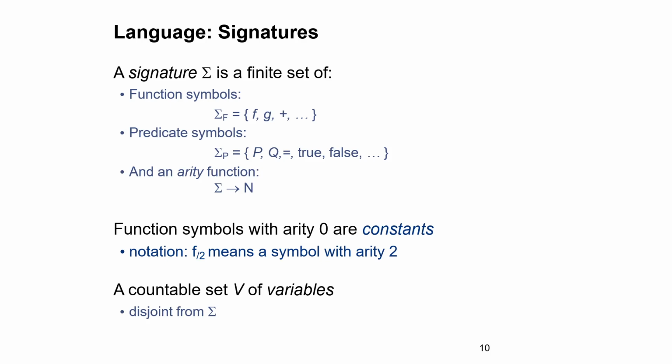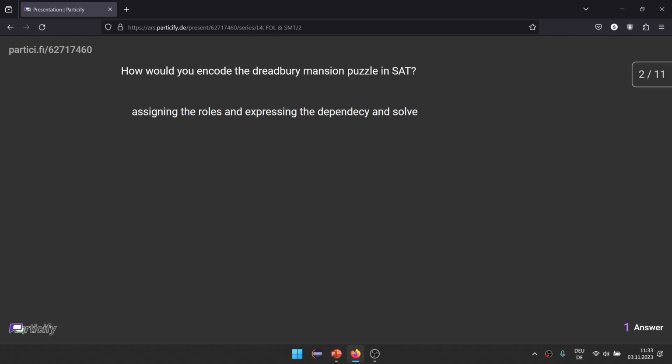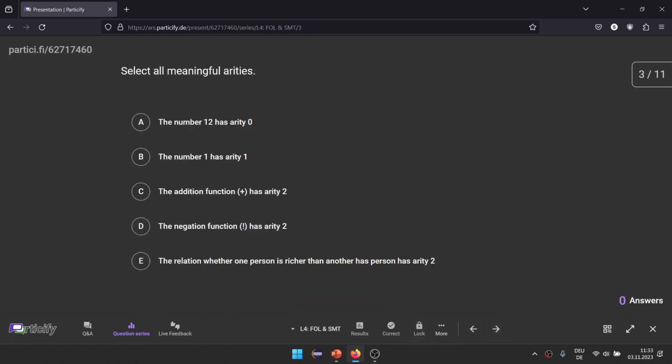And then we have a set of variables, and these variables are not in any of our functions or predicates. You can use a variable, but you can't use a function name as a variable name. This would clash like in any programming language. You have keywords, and you shouldn't use them as variable names. Here, the clash is between the function symbols and the predicate symbols. Now let's look at some examples to understand the arity of our symbols.